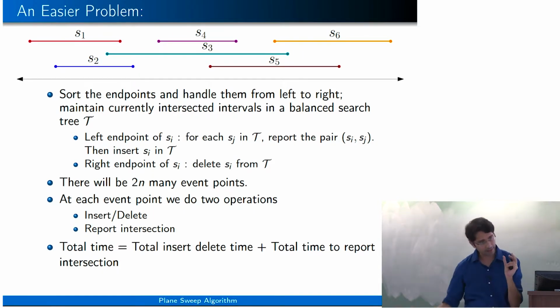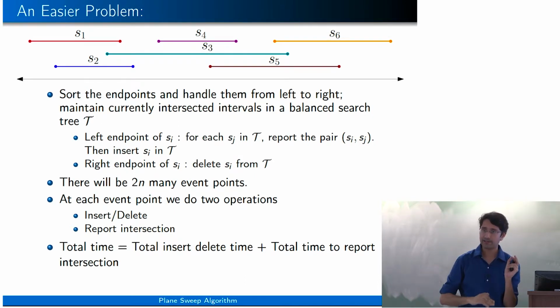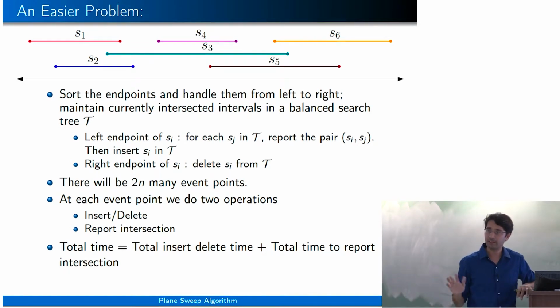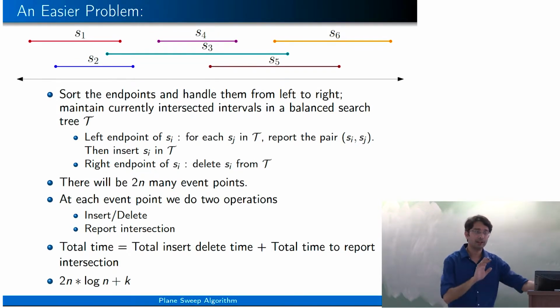If I sum at the end, each intersection I am reporting only once, so that will be k, and each insert takes log n amount of time. There are n inserts and n deletes, so 2n log n amount of time, plus on the right hand side I have k. So, all together this is n log n plus k. Clear? If you have any doubt, let me know.